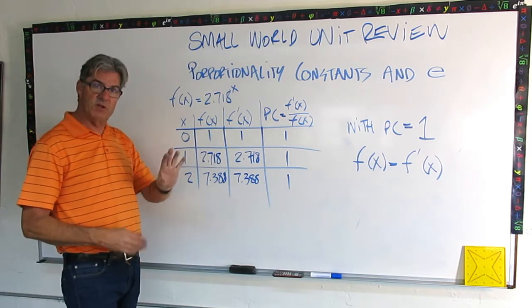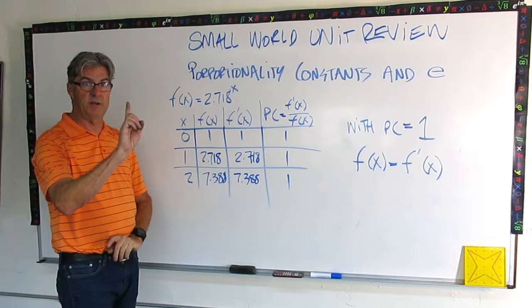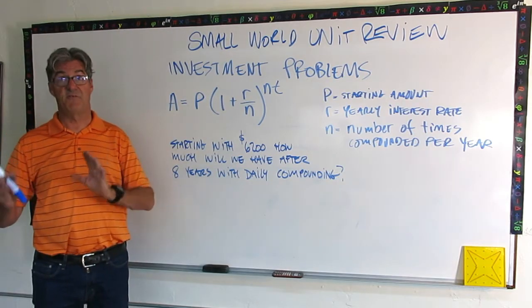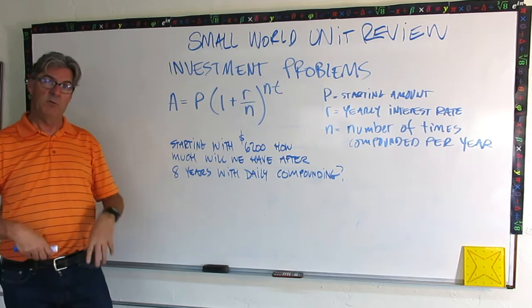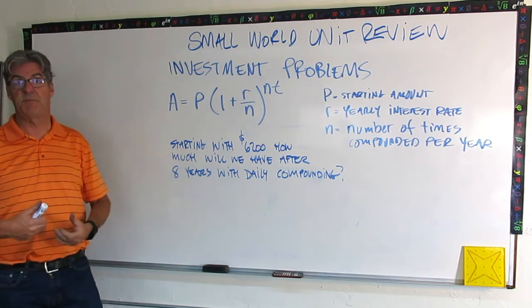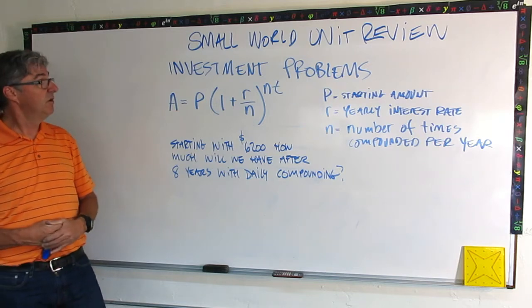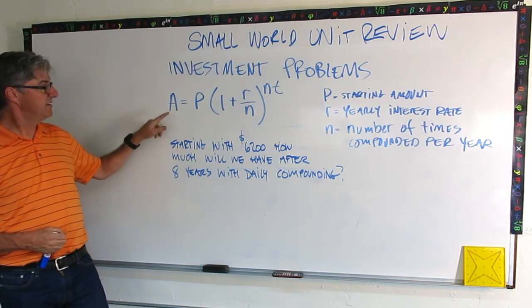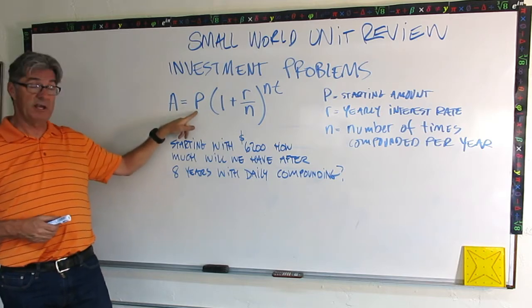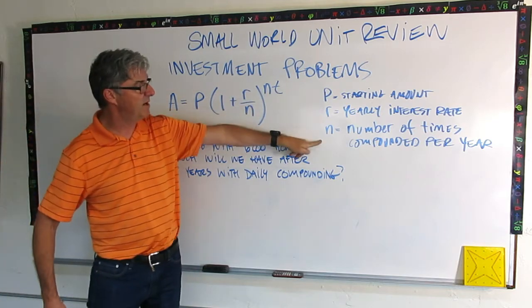It's a function for which the proportionality constant is 1. We also spent quite a bit of time doing various investment type problems, and we ended up developing a general equation that helps us say things about money that's invested. So our equation was like this. The amount that you have after some period of time is equal to the starting amount. That's our principal. I've defined the variables over here.